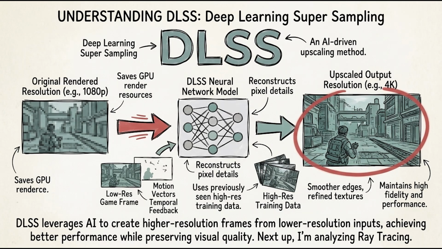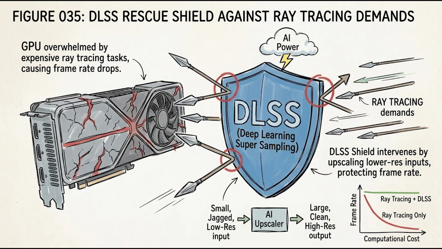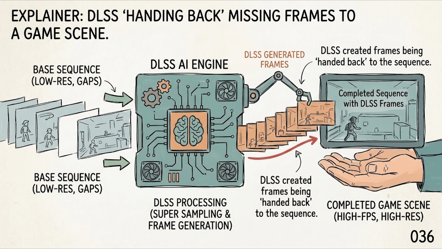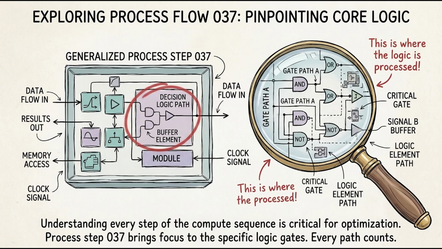DLSS. This one confuses people way more than it should. It stands for Deep Learning Super Sampling, and it's basically NVIDIA's answer to ray tracing murdering your performance. If ray tracing takes your frames away, DLSS is the technology that hands them back. Here's what it actually does.